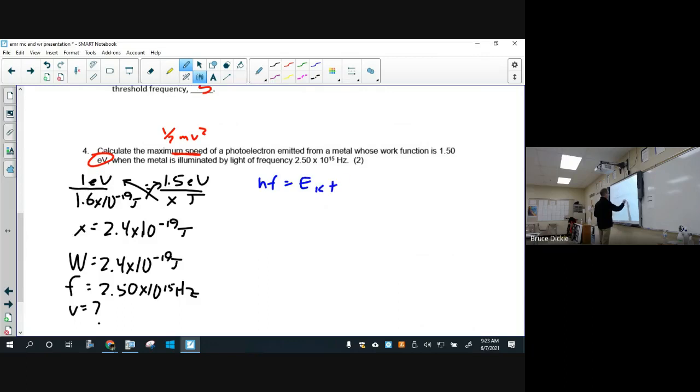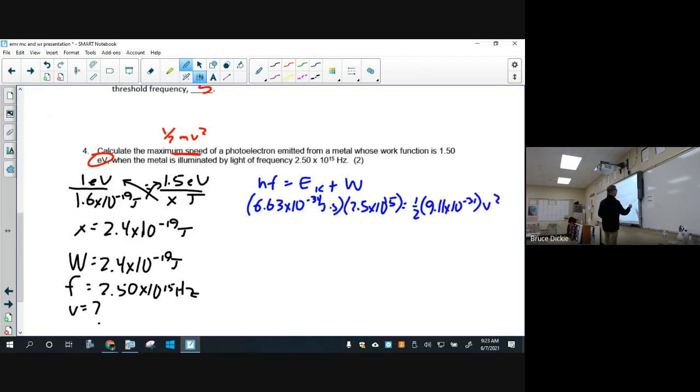hf is equal to EK plus W. I'm going to use joules here. 6.63 times 10 to the negative 34 has a frequency of 2.5 times 10 to the 15. I'm going to use joules because I'm going to introduce the 1/2 mv squared into here, right? The 1/2 times the mass times v squared, because that's what we're looking for is v, plus the work function in joules, 2.4 times 10 to the negative 19 joules.